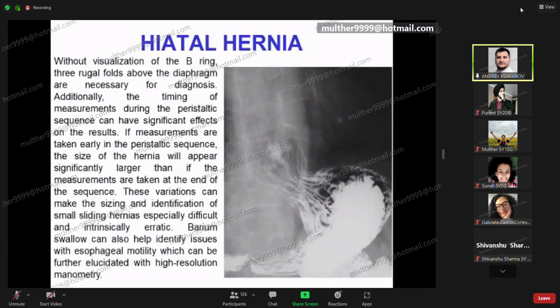Without visualization of the B-ring, 3 regular folds above the diaphragm are necessary for diagnosis.